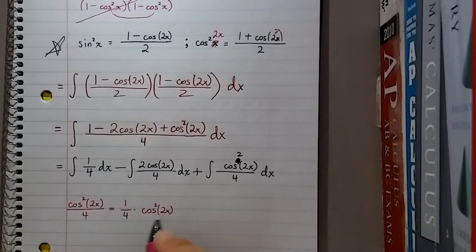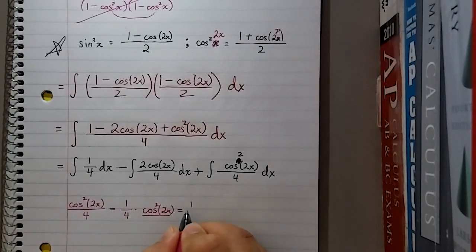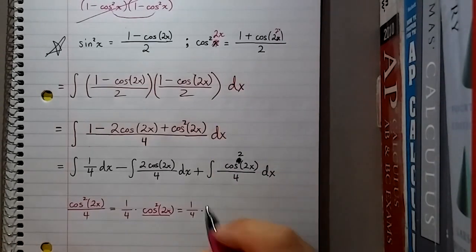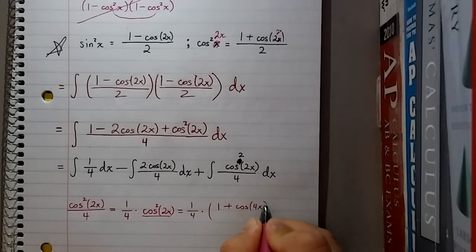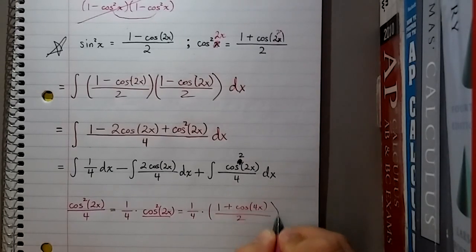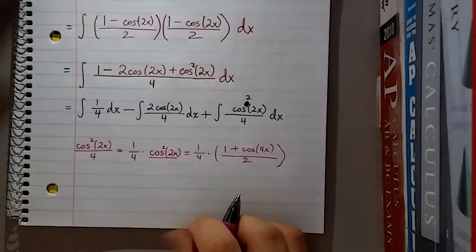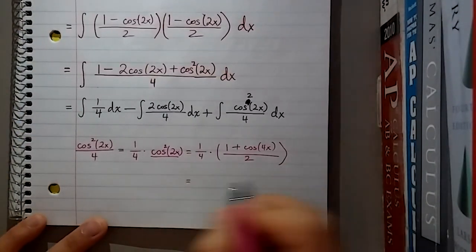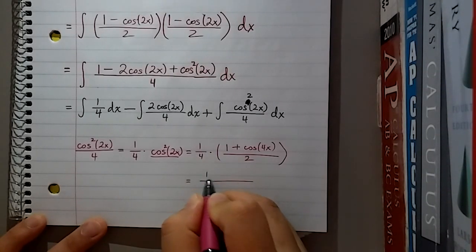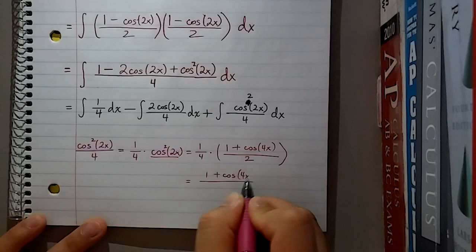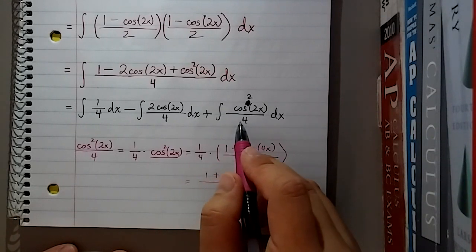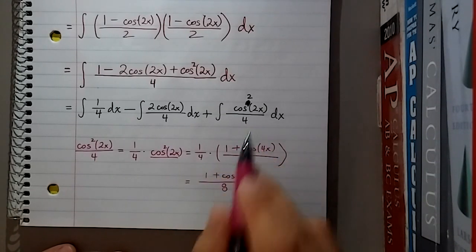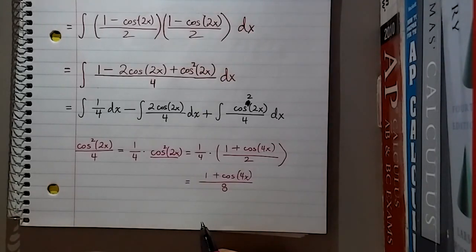So if I want to rewrite this portion, that's simply going to be 1 over 4 times 1 plus cosine 4x all over 2. If I solve that, that's 1 plus cosine 4x all over 8. That is what I'm going to integrate instead of that, because the original is going to be impossible to integrate as itself. This one is easier to do. Oh, I'm out of paper.